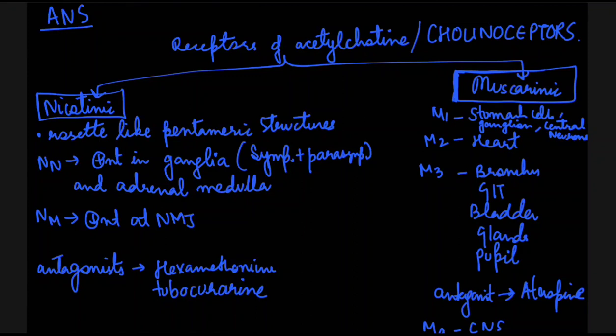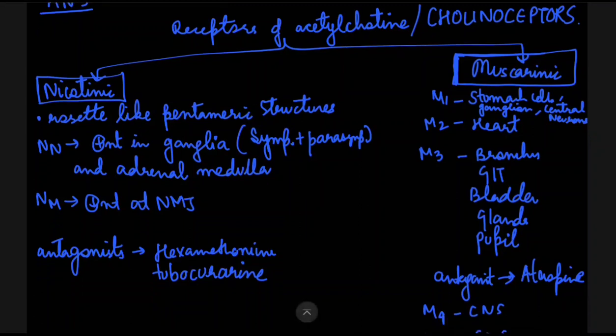Now let's move on to the muscarinic receptors M1, M2, M3. M1 is present in stomach cells, ganglion and central neurons. Where is M1 present? In stomach cells, ganglion and central neurons. M2, heart. M3, bronchus, GIT, bladder, glands, pupil.